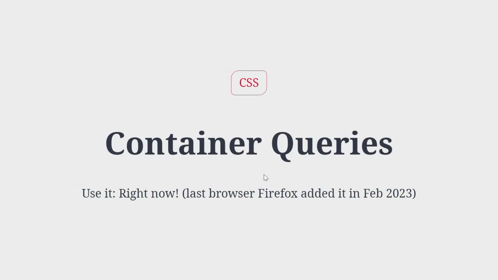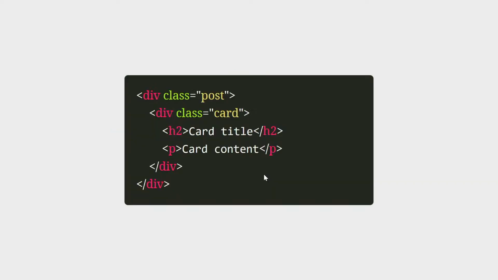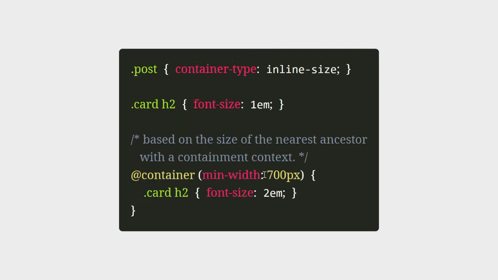Of course, everybody will know this. We now have container queries, because the last browser to add this was Firefox in February. It works something like this. If you have a post and within it a div container card, you can define your post as a container type, and then you can do an @container and define the size of the H2 depending on the width of that container.